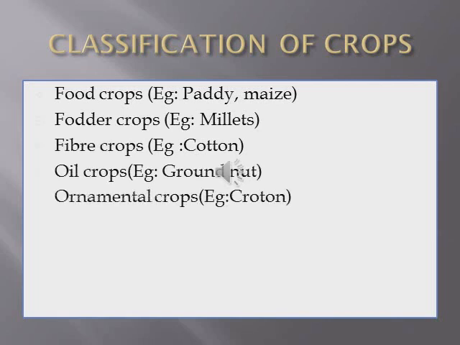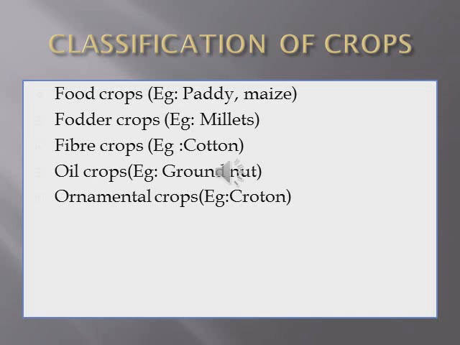Now let's see about the classifications of crops. According to utility, crops are classified as food crops, fodder crops, fiber crops, oil crops and ornamental crops. Now let's see about some examples. Food crops. Examples of food crops are paddy and maize, which are cultivated for human consumption. Next one, fodder crops. For example, millets. These are useful for livestock consumption.